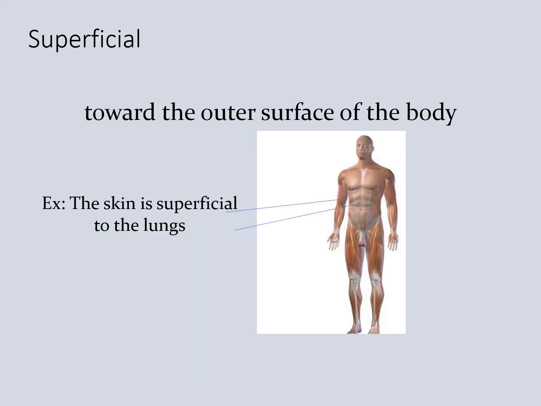Superficial and deep, hopefully, are kind of self-explanatory. Something that is superficial is located toward the outer surface of the body. Your skin is just about as superficial as it gets. That is the outer surface of your body. Another example that you could have is that your ribs are superficial compared to your lungs because your ribs are closer to the outside of your body than your lungs are. Your lungs are underneath inside your ribs.